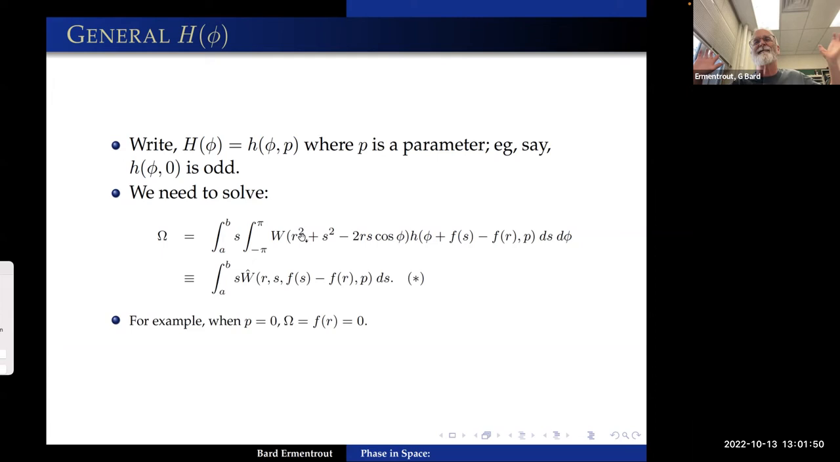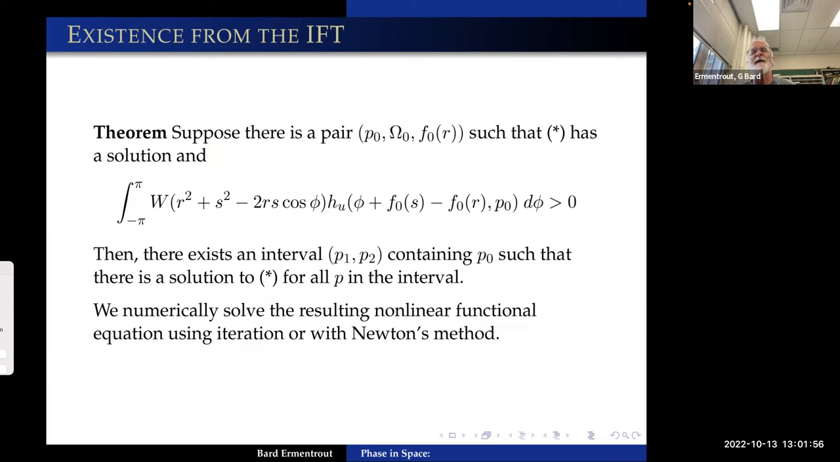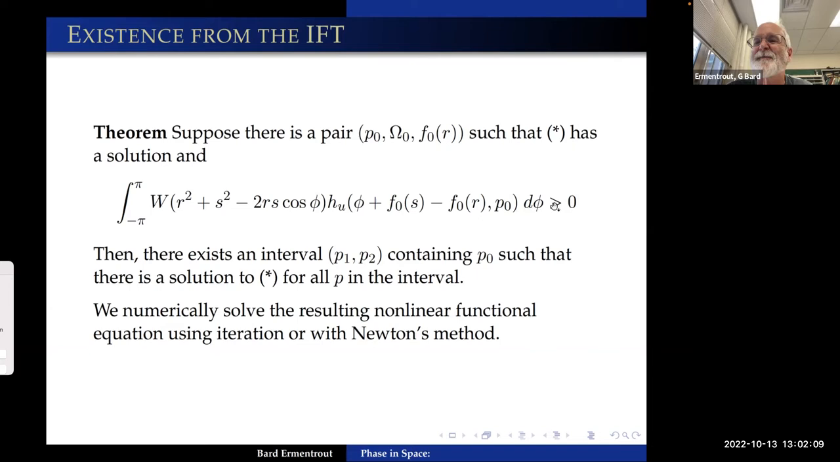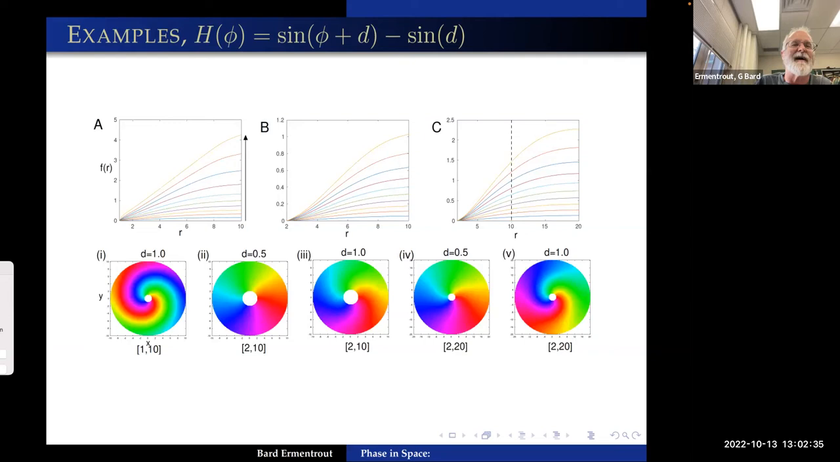And we have a theorem. Suppose there's a p naught and omega naught and f naught of r such that this has a solution, all right? And suppose that this integral is positive, okay? Then there exists an interval P1, P2 containing P naught such that there's a solution to star for all P in that interval. And basically what we do is we solve the resulting nonlinear functional equation using iteration or with Newton's method.